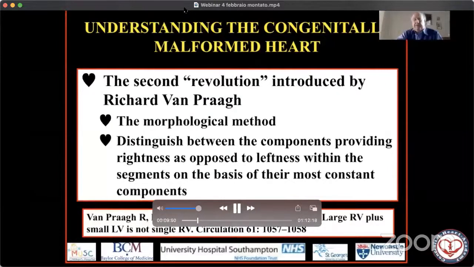It was a letter to Circulation related to a publication that we had produced on double inlet right ventricle. And it all devolved on how we were to identify the second chamber that exists in the setting of double inlet right ventricle. And in this letter, Richard pointed out that we should use the most constant component to identify the ventricular chambers, this of course being the apical component.